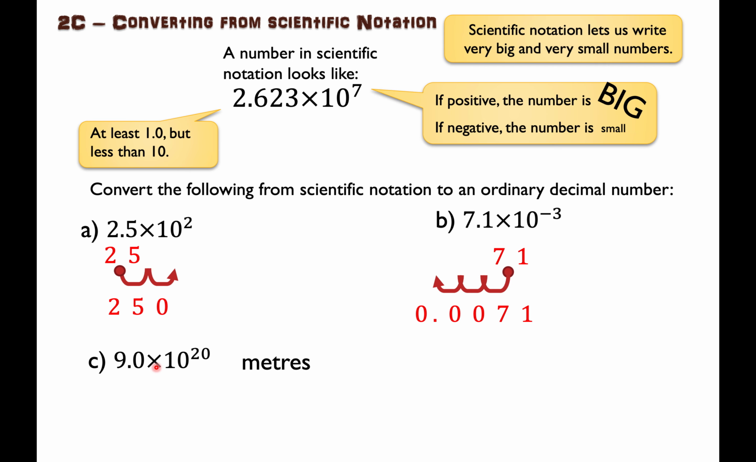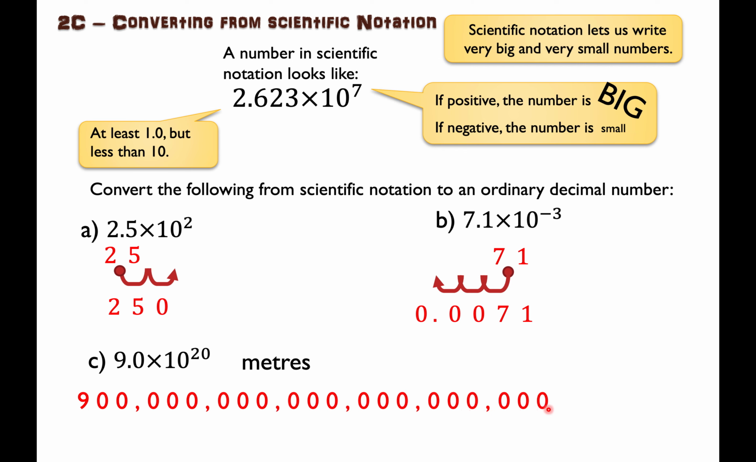One last one that we'll look at for converting from scientific notation is this giant number, 9.0 times 10 to the power of 20. Now I can tell you, this number, the decimal point is going to move 20 places. The power is positive, so the number is really, really big. So the decimal point actually moves 20 places to end up all the way over here.